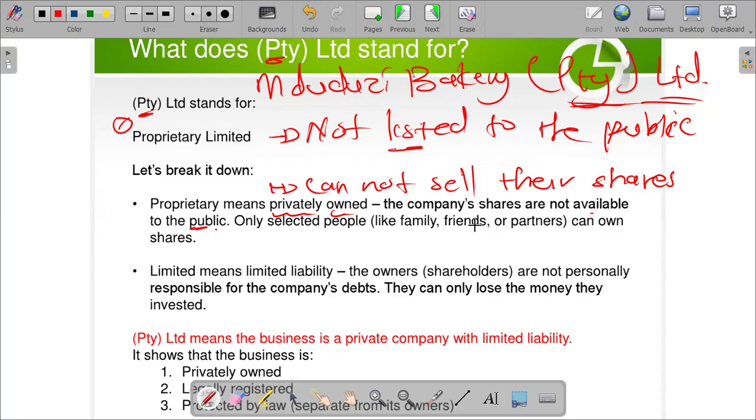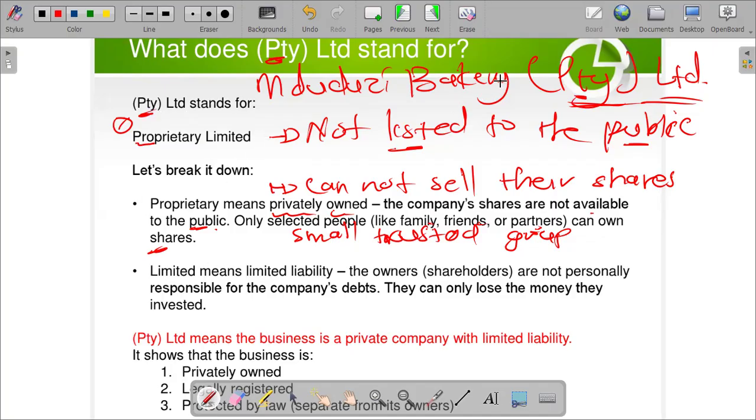Only selected people can own shares. Only selected people within that small trusted group, which might be your family, your friends, or your partners. You can sell these shares to this small group of people, but you cannot sell it to the public. This is what the PTY in the private company stands for, proprietary. It means it's privately owned.